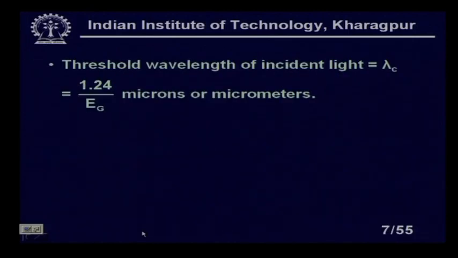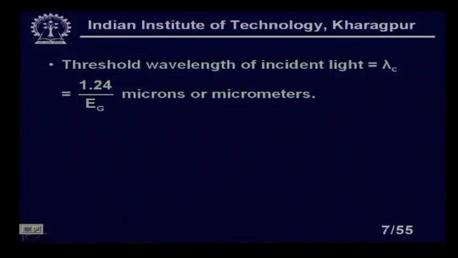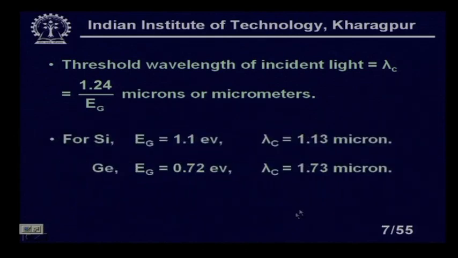Now, the threshold wavelength of incident light, that means the light which will be sufficient to generate the excess carriers in excess of the thermal energy, is given by 1.24 by Eg in microns or micrometers. For silicon, Eg is equal to 1.1 electron volt, giving lambda c equal to 1.13 micron, and for germanium Eg is equal to 0.72 electron volt, which will give you lambda c.